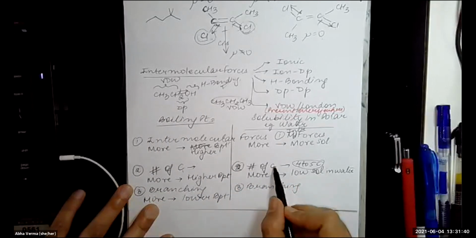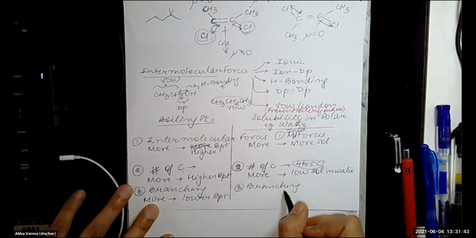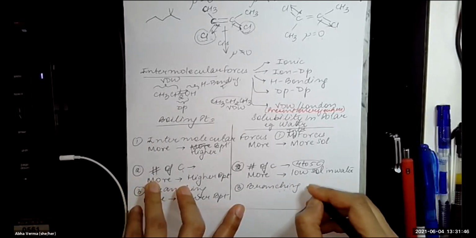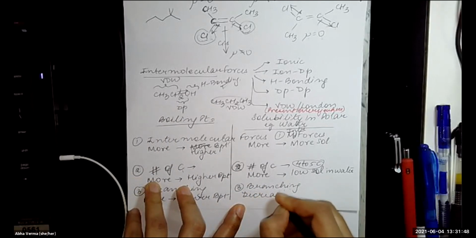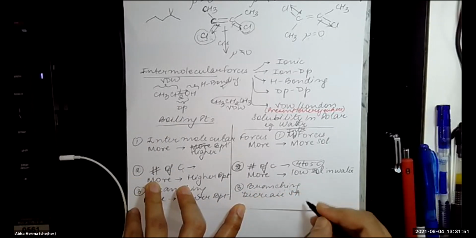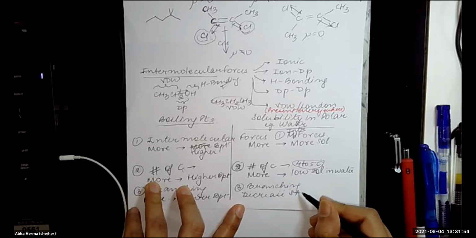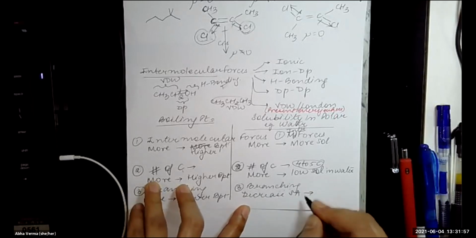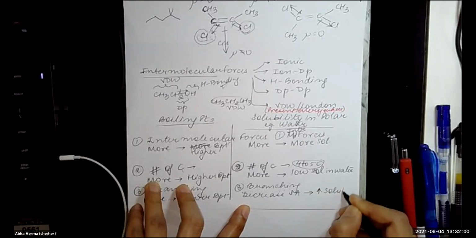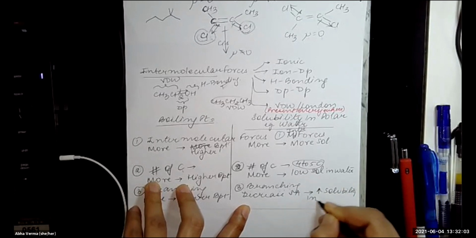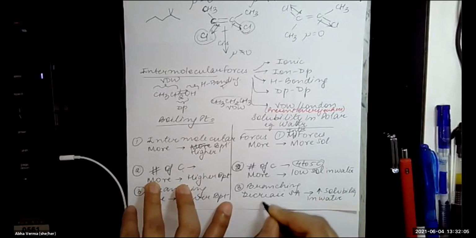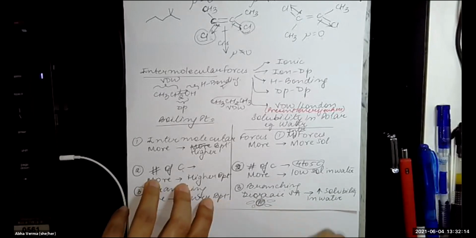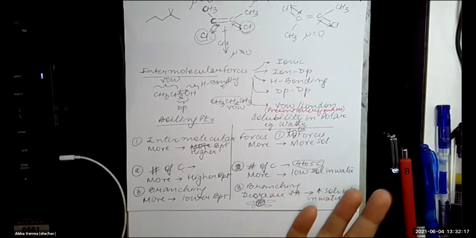As your number of carbons increases and branching also increases, branching will decrease surface area and hence it will increase solubility in water. Why? Because the more spherical nature there will be, the more water can aggregate around that organic molecule. And the more aggregation there is, the more solubility that molecule will have.